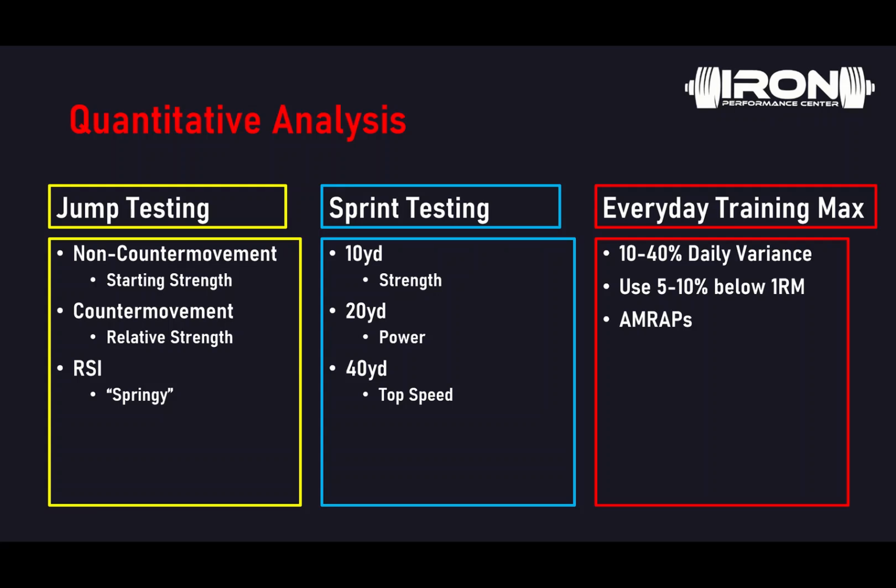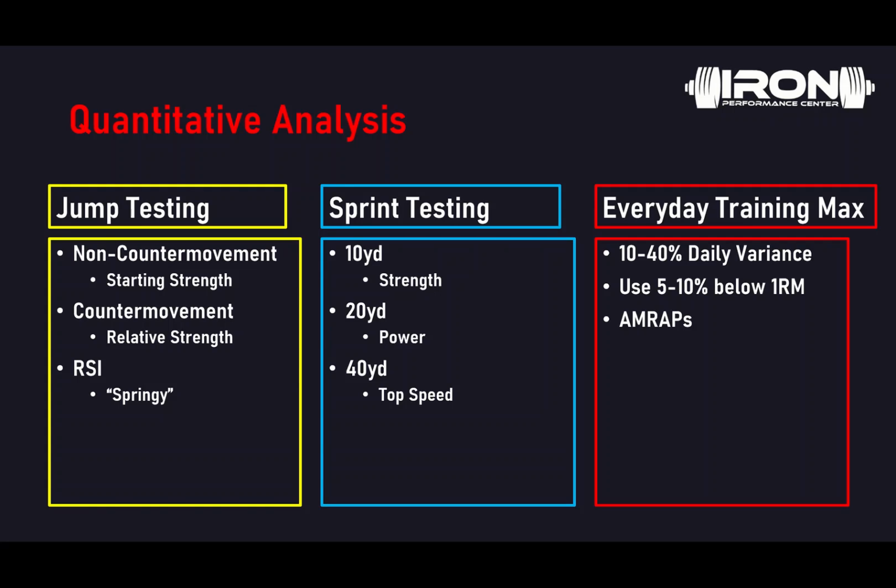Quantitative analysis. So we're going to talk about three columns here that we can use and how we implement them in our training programs. First one is jump testing. This can be done daily using simple devices, whether it be a jump mat or G-Flight device. And we're going to examine three components.